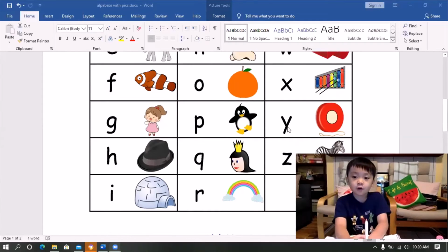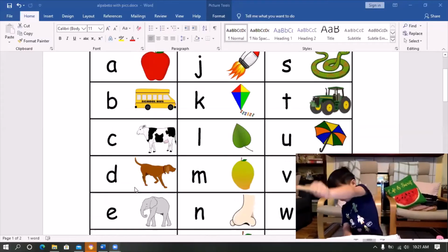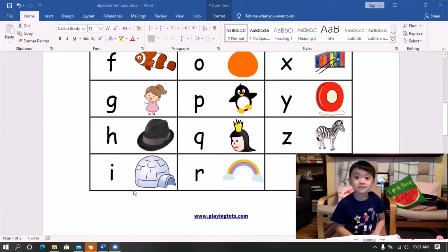What about this one? K for yo-yo? This is K? Oh no. Y. Y for yo-yo. Okay, what's this? V for violet. Next. U for umbrella. We're done with the alphabet.